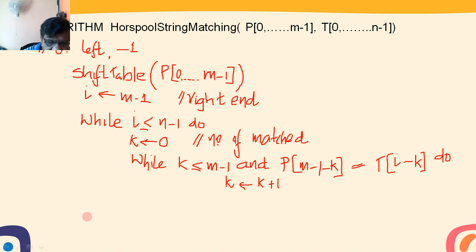Therefore, you come out of the while loop. After the control comes out of the while loop, we have to question whether k equal to m. If k becomes equal to m, then definitely the pattern is found. The location is returned. The index i would have gone to the end of the string in every iteration, because i will be at the end of the pattern. It has traversed, therefore it has to return i minus m plus 1.